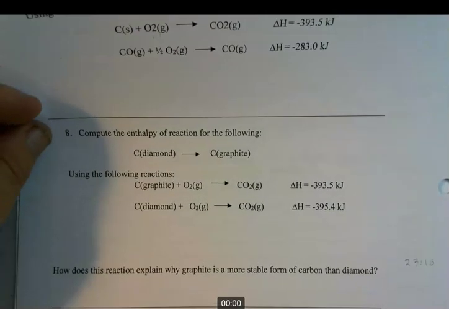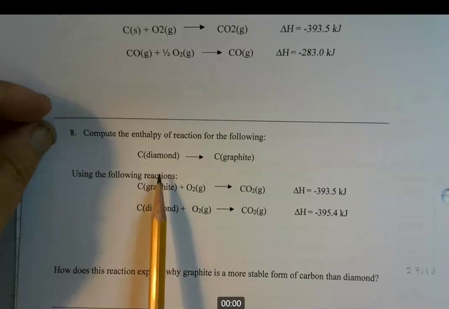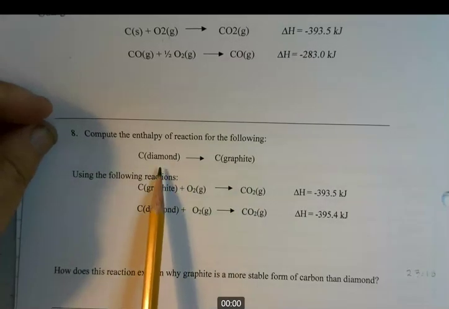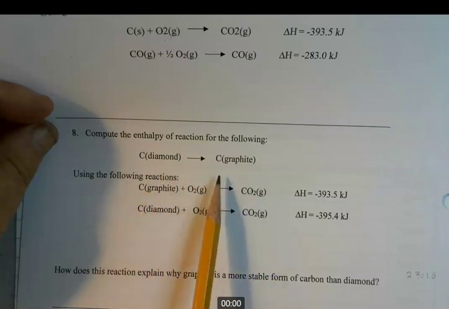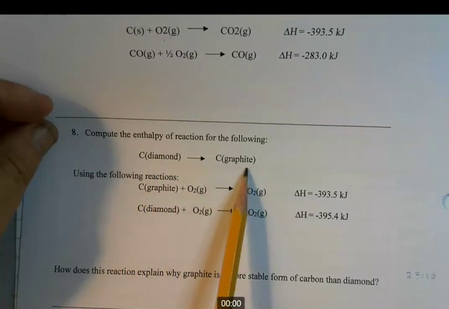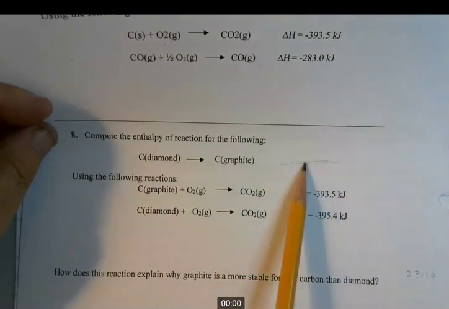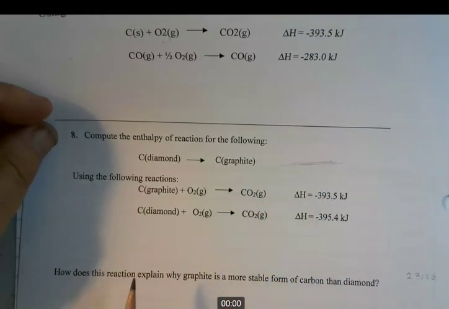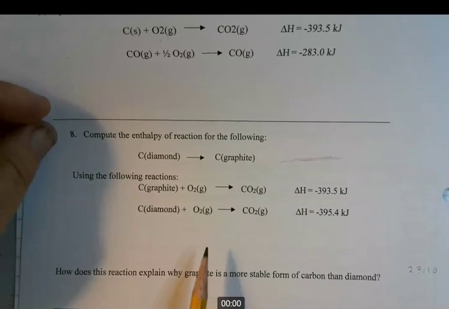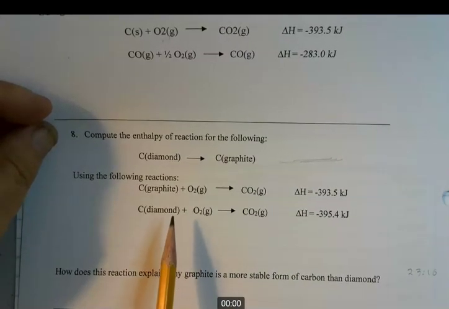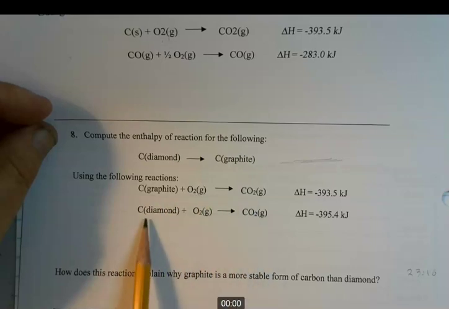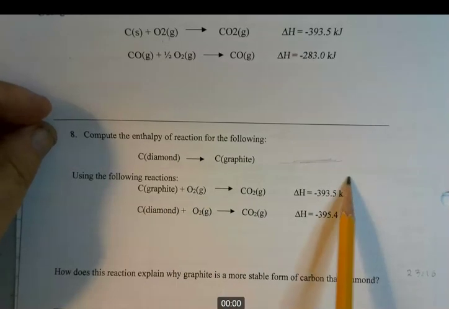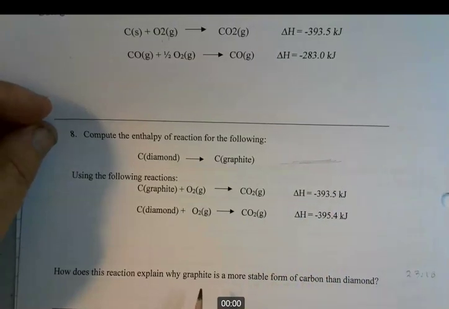Okay, so now we're going to move on to number 8. What it gives us is a reaction, and we want to see what the enthalpy change is when carbon as diamond, the hardest substance on Earth, becomes carbon as graphite, which is very soft. That's in the pencil lead right here on the paper. The 2 equations we have to work with are the enthalpy of formation equations for carbon dioxide using carbon graphite plus O2 to give you CO2, and carbon diamond plus O2 to give you CO2. And here are the enthalpies associated with those.